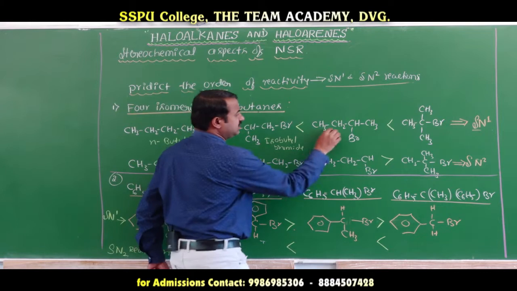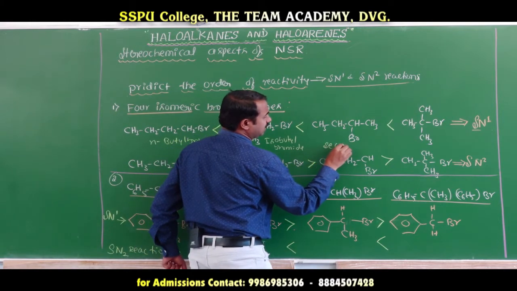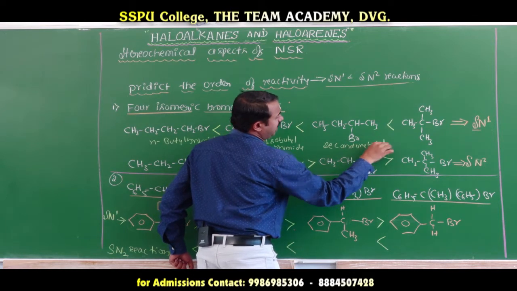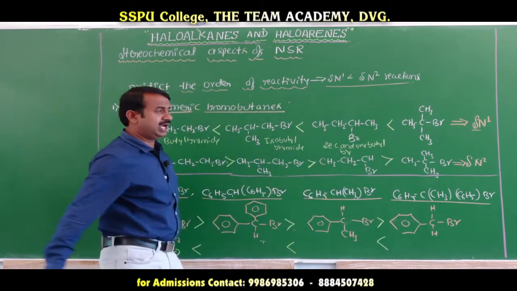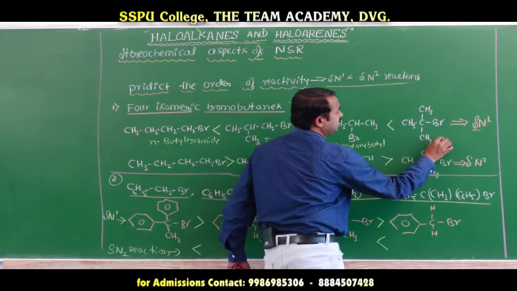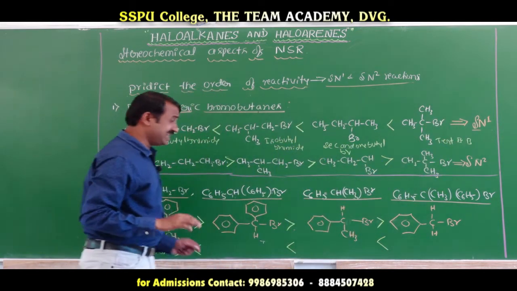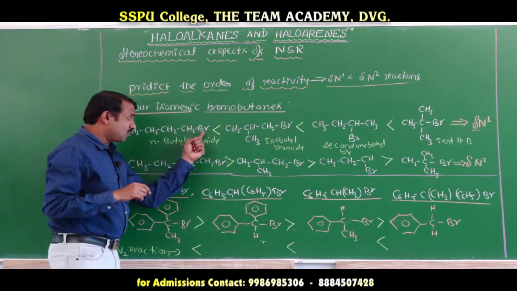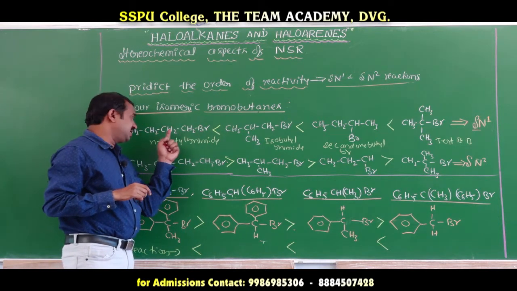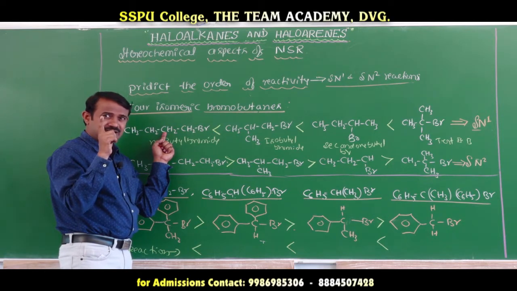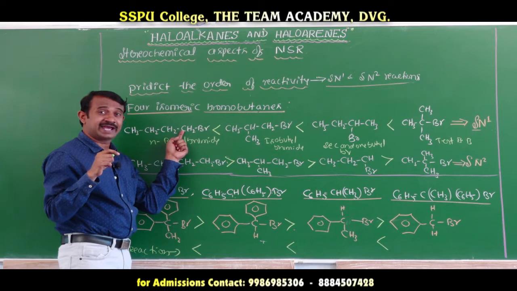Isobutyl bromide. This one is secondary butyl bromide. This one is tertiary butyl bromide. Listen here. Here the bromide is attached to a carbon, and next it is attached to only one carbon. That is a primary carbon, or primary haloalkane.